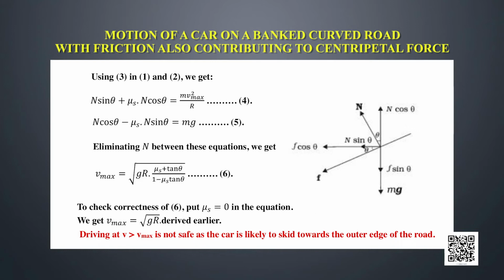This equation gives the maximum safe speed. In order to check the correctness of this equation, let's put mu s equal to 0. That is, we eliminate the role of the force of friction in centripetal force. This leads us to v maximum equal to root of rg tan theta, a relation which we derived earlier without contribution of the frictional force. Driving at speeds v exceeding v maximum is not safe, as the car is likely to skid towards the outer edge of the road and may overturn.